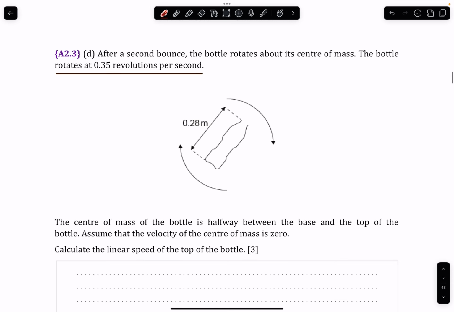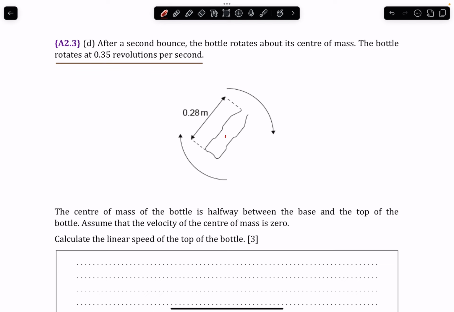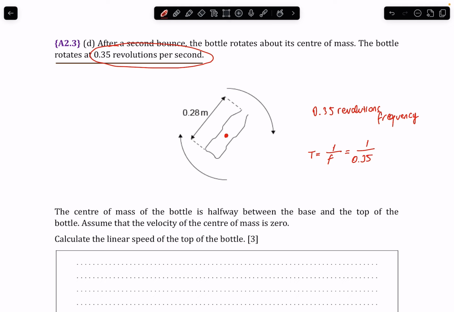Okay, so after a second bounce, the bottle rotates about its center of mass. Let's talk about here. The bottle rotates at 0.35 revolutions per second. So when we say 0.35 revolutions, we're actually talking about frequency, right? This is the frequency of the motion. And to calculate period, we have to do 1 over f. So 1 over 0.35 will be our period, the time it takes to complete one revolution. So we have to take this into consideration when we're solving the question.